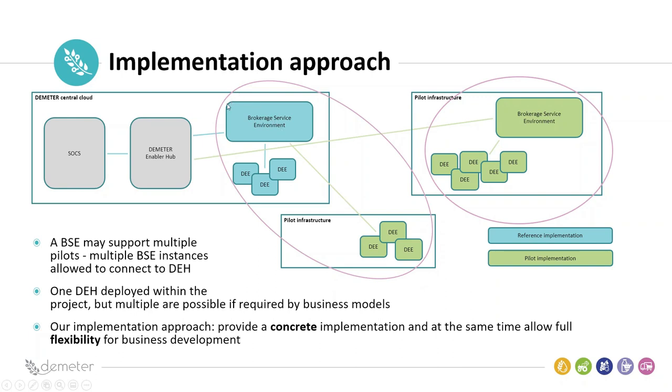So at one extreme, a pilot may only use the cloud element, which goes from the business model where you have only an on-demand cloud service, right? To the other extreme, where the pilot deploys at their location, a complete standalone deployment with a license base or whatever kind of business model is chosen. So this approach allows us to provide concrete implementations through the reference implementation, but also allows full flexibility for any kind of business models we decide to pursue in DEMETER.